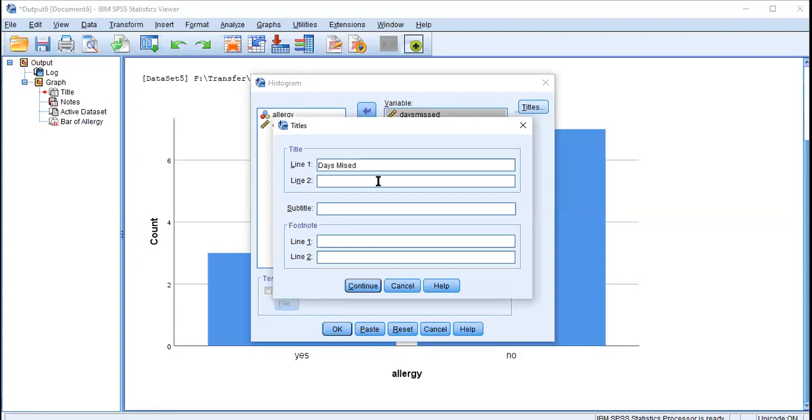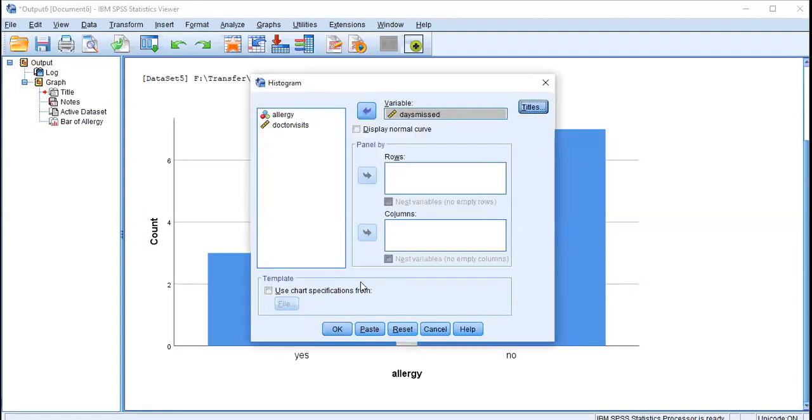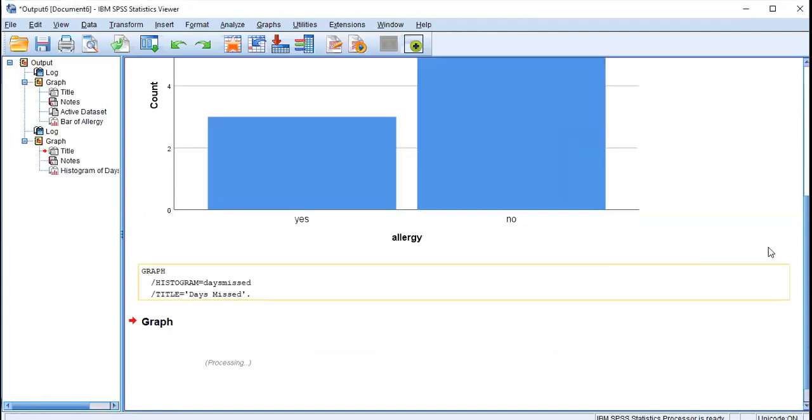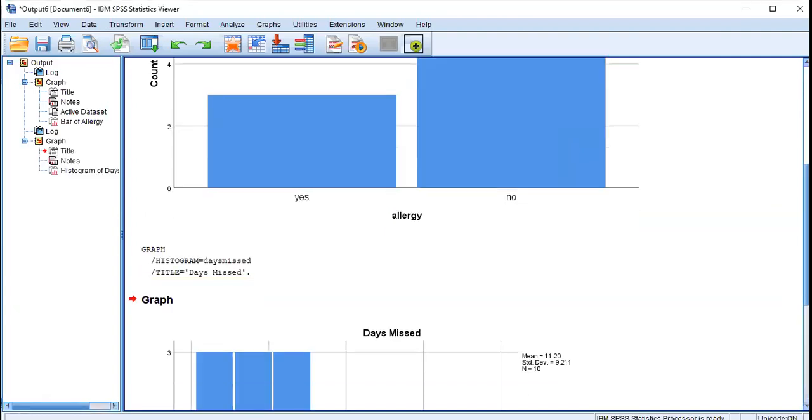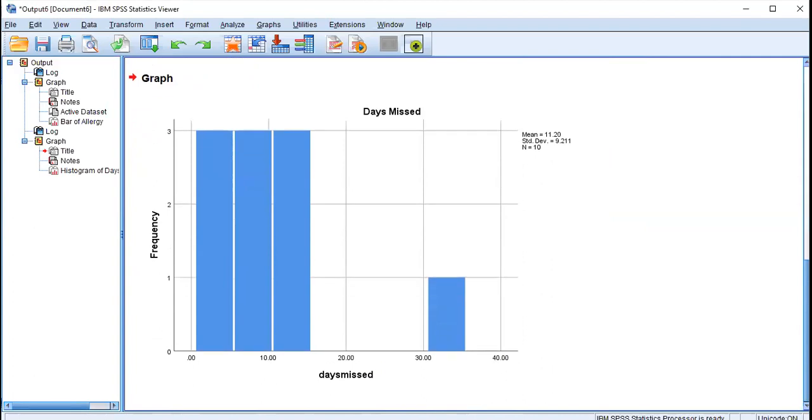I want you to elaborate when you are writing the titles, but with paucity of time, we are not talking much here on these little issues. Click on OK, and there you are. This is the graph which is coming up. So the mean is 11.20 for this.